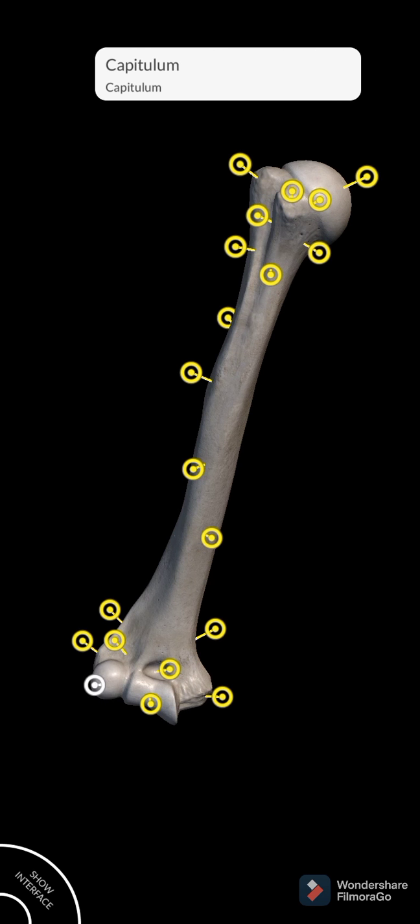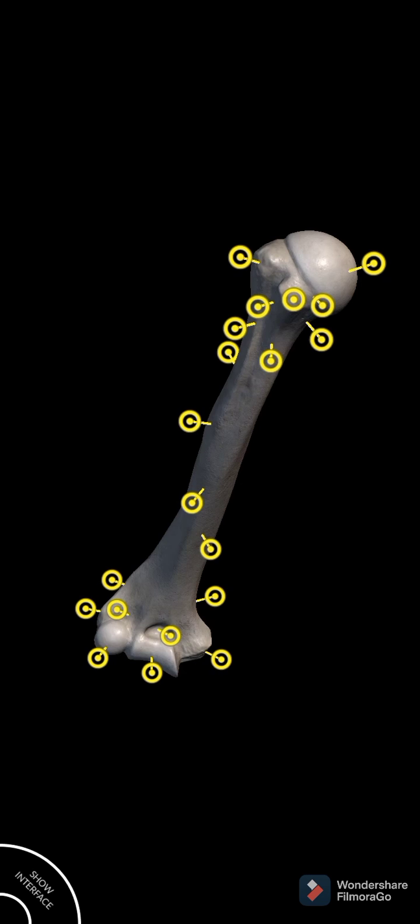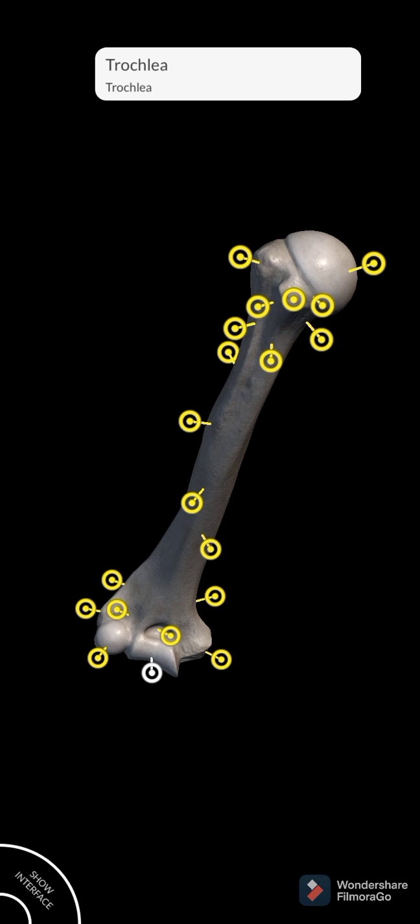The capitulum is the rounded, half-spherical articular surface that forms a joint with the head of the radius, and there is a pulley-shaped articular surface which is called the trochlea that forms a joint with the trochlear notch of the ulna.